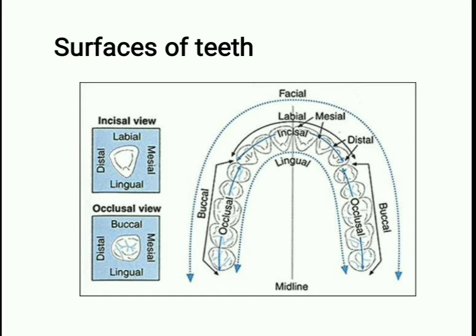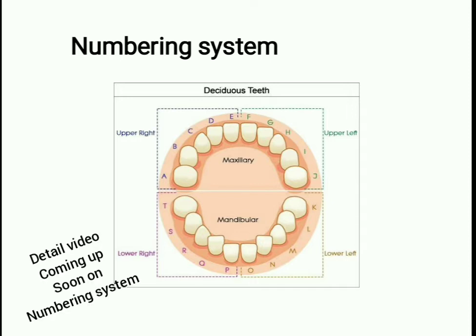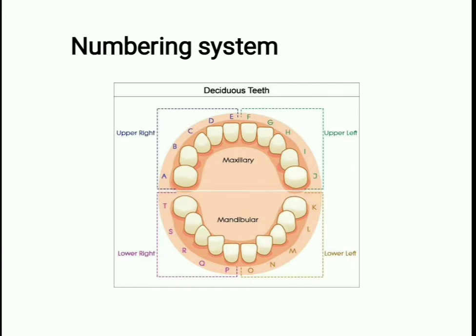Okay, so the next is numbering system. Basically there are three numbering systems: universal numbering system, Palmer notation, and the FDI system. I do not go into detail. I'm simply telling you about the basic universal numbering system. In deciduous teeth, the numbering system is represented by alphabets, but in permanent teeth, it is represented by numbers. In deciduous teeth, it starts from the maxillary upper right side.